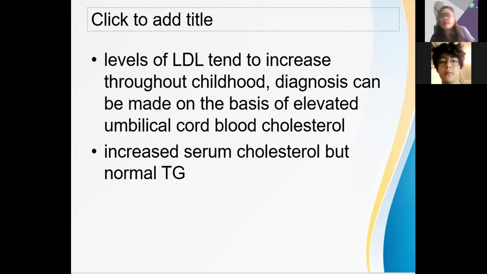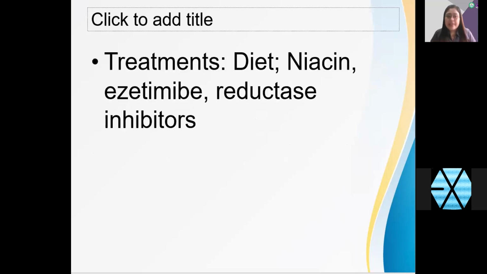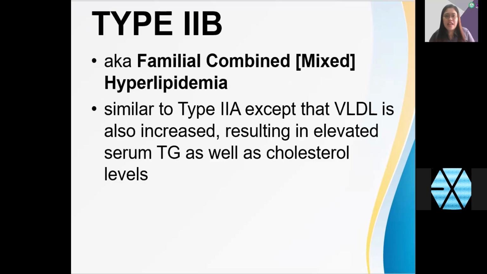So what is the difference between type 1 and type 2A? In type 1 there is an increase in triglyceride, while in type 2 there is actually a normal level of triglyceride but there is an increased serum cholesterol level. Now for the type 2, we have drugs like niacin, ezetimibe, and our statins, which are also called reductase inhibitors, that can be used for this type of condition. Though diet is still number one for this. We will be discussing the different types of drugs later. Let's just finish the lipoprotein disorders.